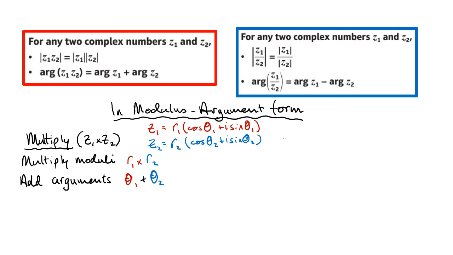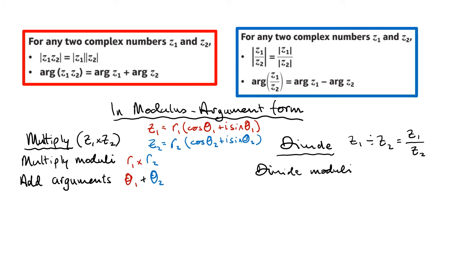Right, and now if we're going to divide two complex numbers, so we want to do z1 divided by z2, so that may be written like this instead. Well, you've probably already worked it out. We divide the moduli.